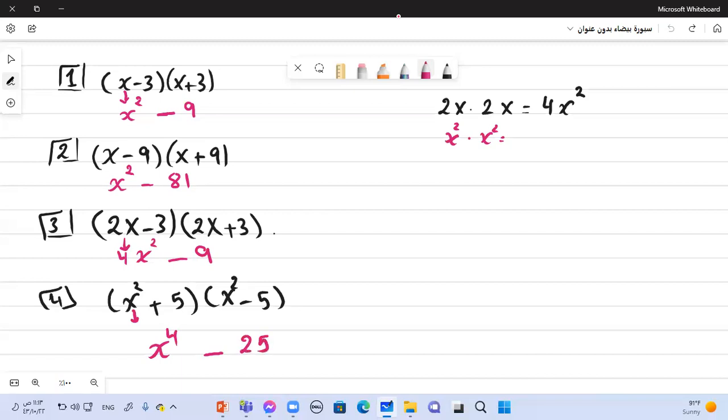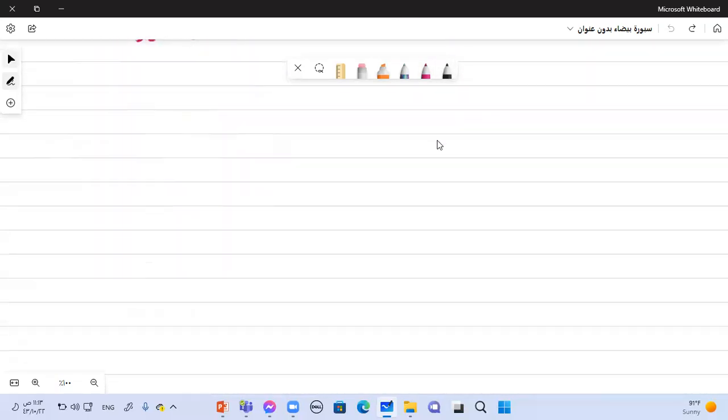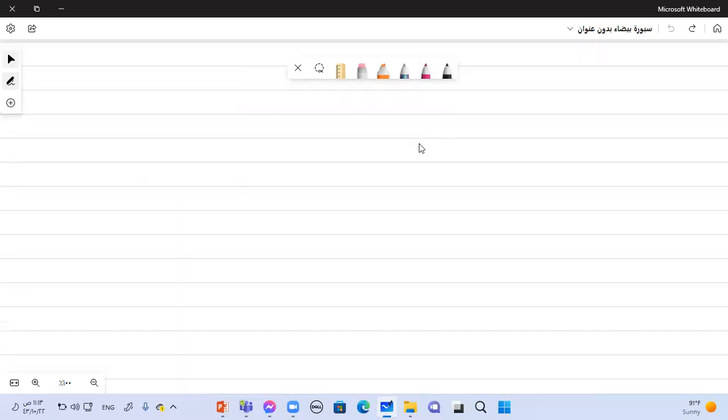Okay. Our lesson today: the opposite operation. What is the meaning of opposite operation? I will study the first special case, the difference between two squares. You know what the difference between two squares is? So what will I do now? Factorization. Factor the difference between two squares. What does difference between two squares mean?